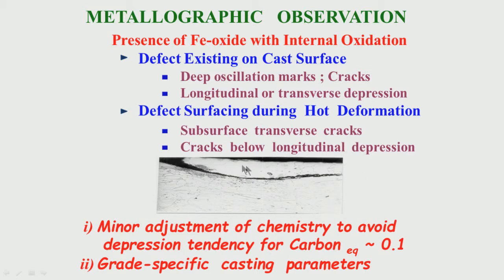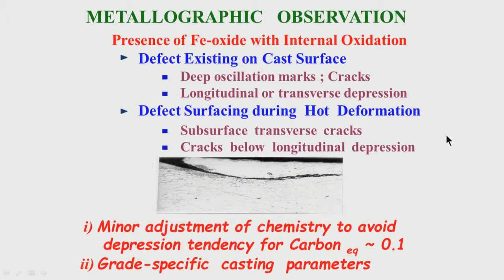What we see in this particular area is internal oxidation, and there is grain growth. What does it mean? As I mentioned earlier, this presence of iron oxide with internal oxidation and grain growth means that this crack you are seeing, you see it is joining to the surface. Originally it might have been subsurface, but during rolling it got exposed to the surface. Because of that there is internal oxidation and grain coarsening.